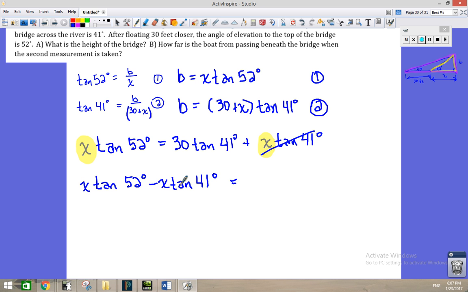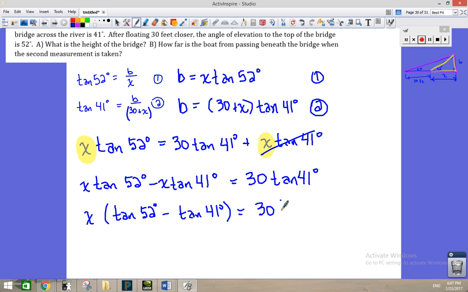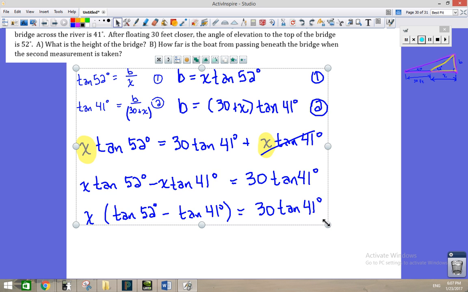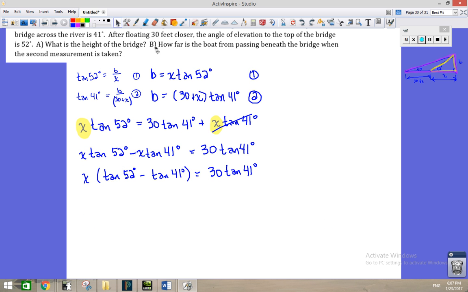And now I have two terms, they both share a common factor of x. So that equals this constant 30 times the tangent of 41. Well, I'm going to factor out a common x, and then I get this difference, the tangent of 52 degrees minus the tangent of 41 degrees, and that's 30 times the tangent of 41. Let's make this all smaller so that I can continue.